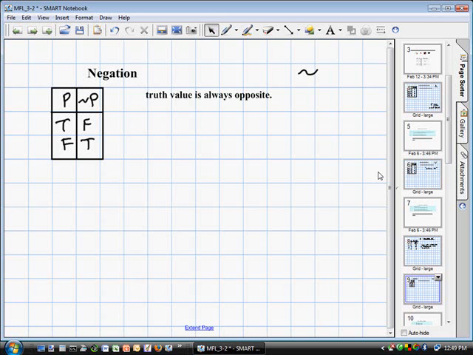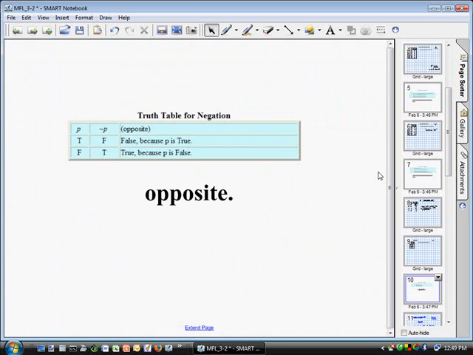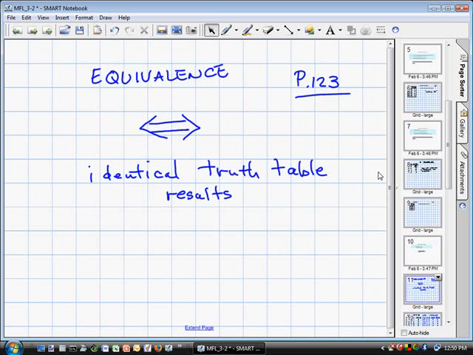Only true when both are true. Only false when both are false. Only true when they're different. Opposite. Okay. I know, somebody should say, no, no, no, you only use hand signals when you're in kindergarten. I think they help.